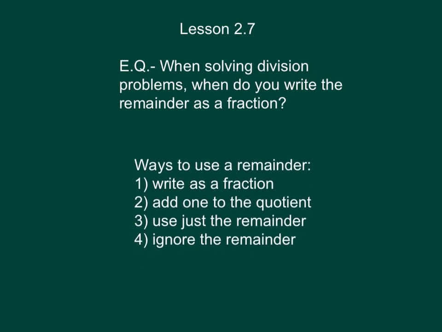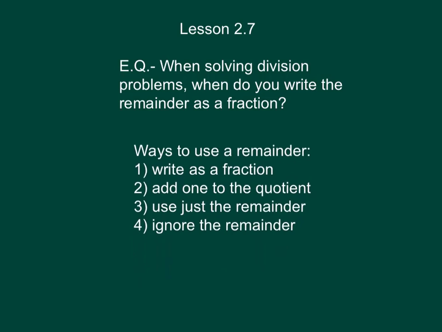So here are some ways that we're going to look at and see how these remainders are actually used. Sometimes we could take the remainder and, yes, sometimes we could write it as a fraction. And we're going to look at a problem that we would have to do that for. Sometimes we're going to take a look at that remainder and we're going to add 1 to the quotient. Another way we could use a remainder is we can use just the remainder as our answer, or sometimes we can just ignore the remainder and not use it at all. These are typically the four main ways that we would interpret a remainder, and we're going to look at some examples to show you that.